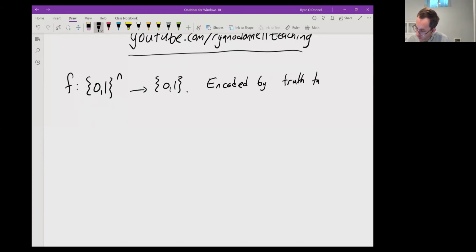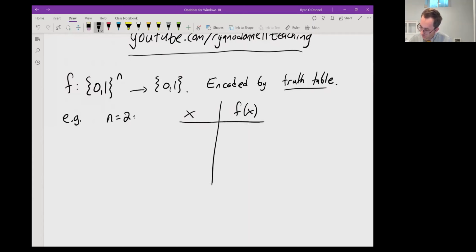Okay, and so what does a truth table for an example Boolean function look like? Well, let's do an example where n equals 2. There's 2 input bits. So the truth table has all the possible inputs x, which are all the 2-bit strings, and the resulting 1-bit output f. And the strings are these ones. I'm going to write them in a funny order in this talk, but it doesn't matter what order you write them in. And here are the outputs.